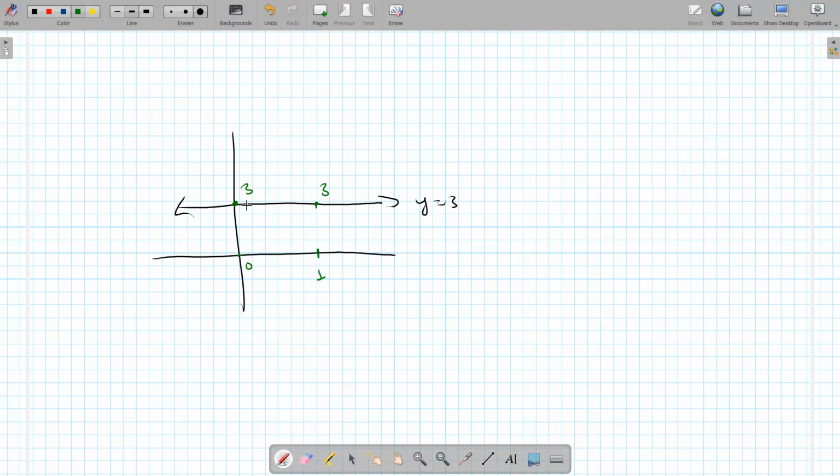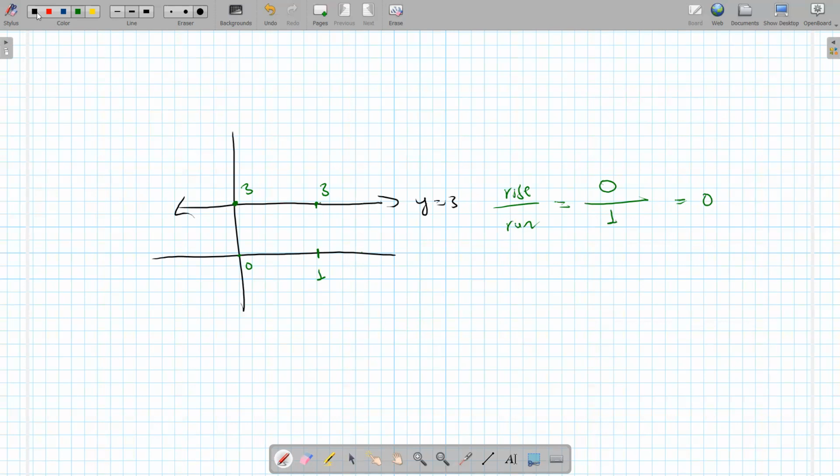So when you go to do rise over run for this, what's the rise from 3 to 3? 0. The run from 0 to 1 is 1. So 0 over 1 is 0. That's why the slope of a horizontal line is always going to be 0. You don't have to do rise over run, but that's the idea.